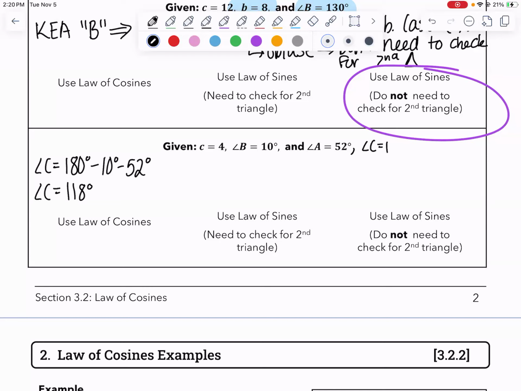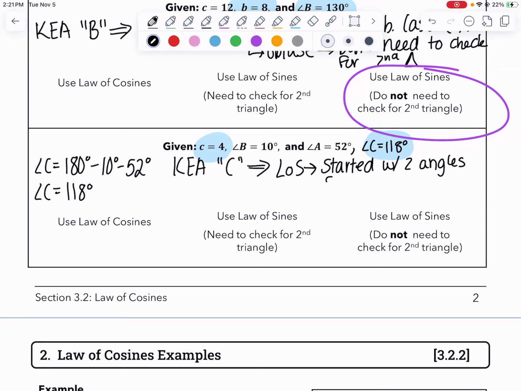So we do know angle C. It was a very basic calculation. Now I know side c and I know angle C, so we know everything about C, which means we're using law of sines. We started with two angles, so there's only going to be one solution. So you do not need to check for another triangle here.